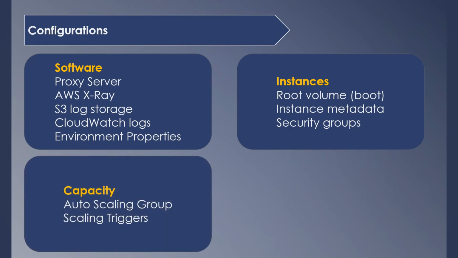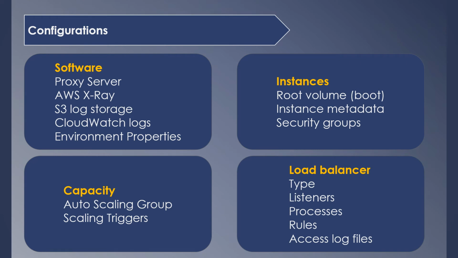The next category is capacity, under which you can specify the autoscaling group options, which include the instance types, AMI, availability zone options, and the minimum and maximum number of instances. And also you can select the scaling triggers, that is the metric that determines when to scale out or scale in.